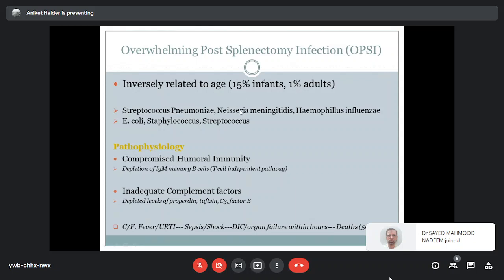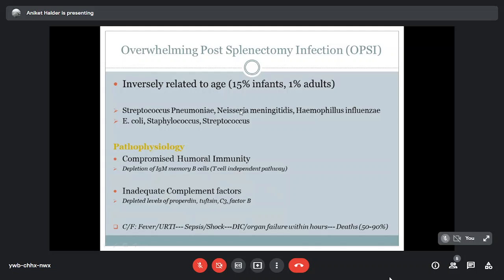These post-splenectomy infections are mainly due to infections by Streptococcus pneumoniae, Neisseria meningitidis, and Haemophilus influenzae bacteria, which are all encapsulated organisms. And after a spleen is removed, the protective function of the body against these encapsulated organisms is lost. So there is increased susceptibility to these organisms. Although these infections may also be caused by other organisms like E.